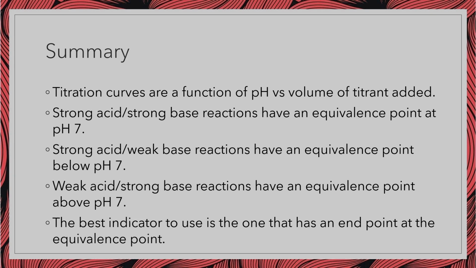We have the conjugate base of the weak acid accepts protons, which pushes it above pH 7, making some OH-. And lastly, the best indicator to use is one that has an endpoint at the equivalence point or close to it. But the most important thing is that the endpoint for the indicator is on the jump. Okay, it's on that rapid increase.